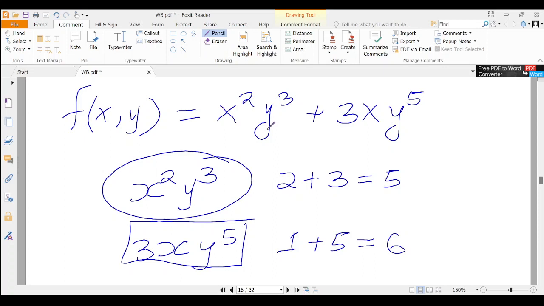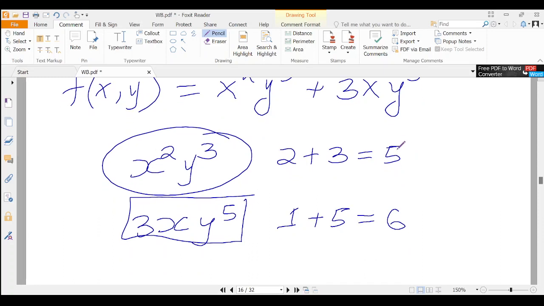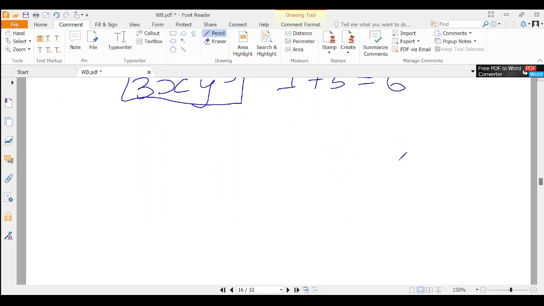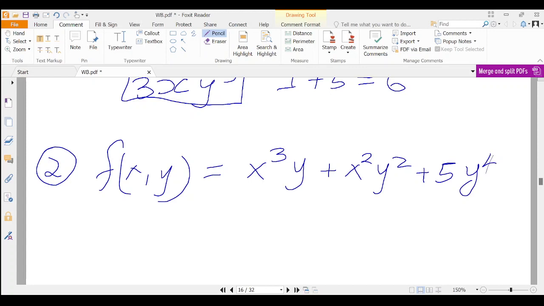So a function like f(x,y) considered here, where the first term is of degree 5 and the second term is of degree 6, is not homogeneous. This function is not homogeneous because the terms are not of the same degree. But if we write a second function, say f(x,y) equals x cubed y plus x squared y squared plus 5 y raised to the power of 4, and we try to check the degree of each term.